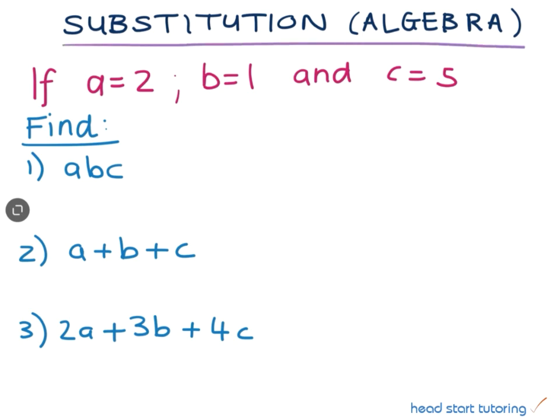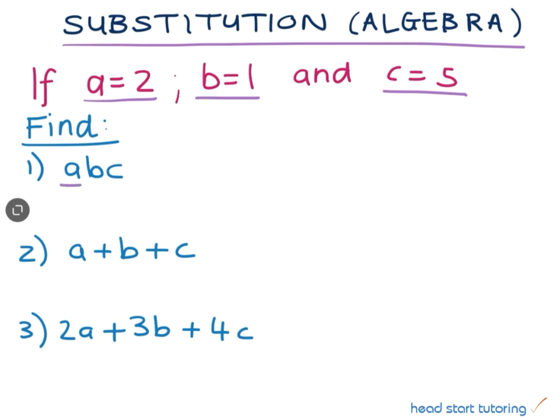We are going to be having a look at substitution. Substitution in algebra requires us to replace the variables that we are working with specific values. So if A equals 2, B equals 1, and C equals 5, whenever we see an A, we replace it with a 2. When we see a B, we replace it with a 1. And when we see a C, we replace it with a 5.